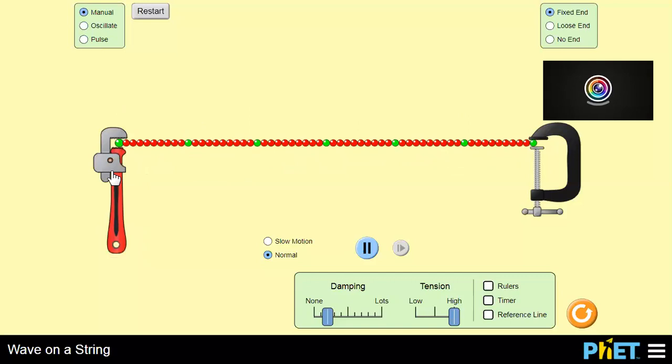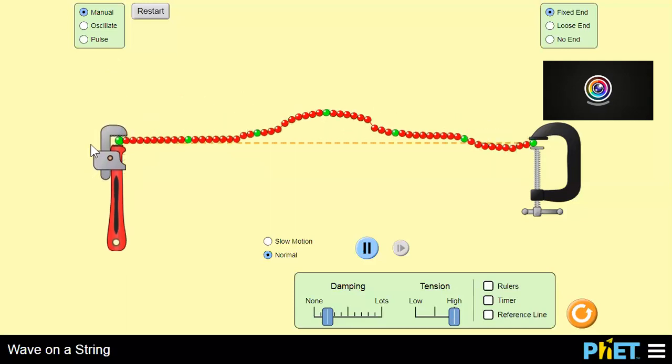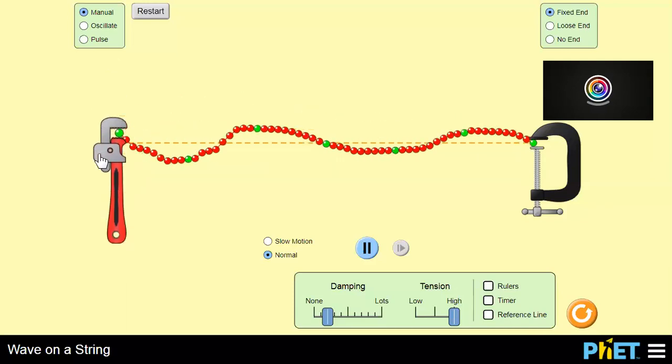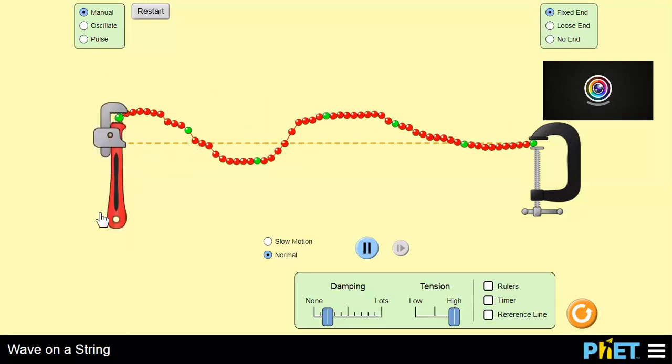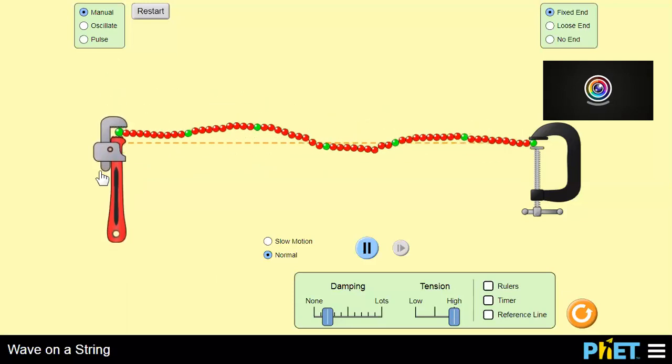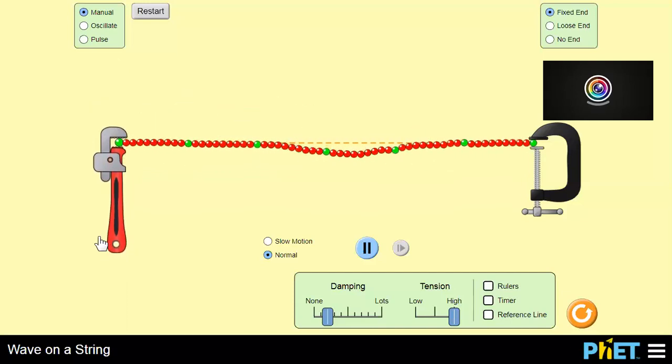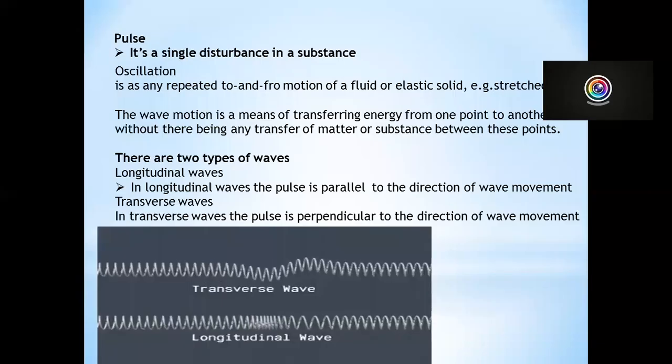So what we are saying is, again, when we talk about a pulse, we are referring to the single disturbance. So I want you to watch as I'm going to disturb this again. That's a single disturbance and that's a pulse. But in oscillation, these are more than one pulse, like this. That's an oscillation now, more than one disturbance. So we call it oscillation.